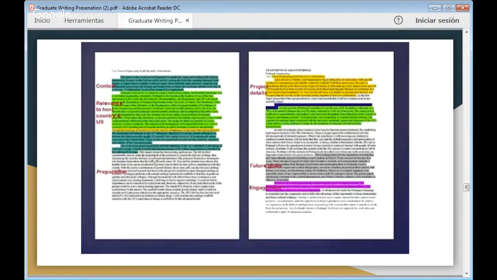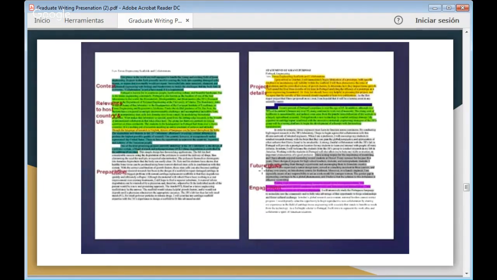But for example, in this example, the writer started with some context. They followed by explaining the relevance to their host country and the United States. Here they go into detail about their preparation, their background. There's a little bit of project detail. Then they close with their future goals and how they plan to engage in the community. So here you see it wasn't exactly in chunks. They've jumped around using different examples as a way to tie it all together.